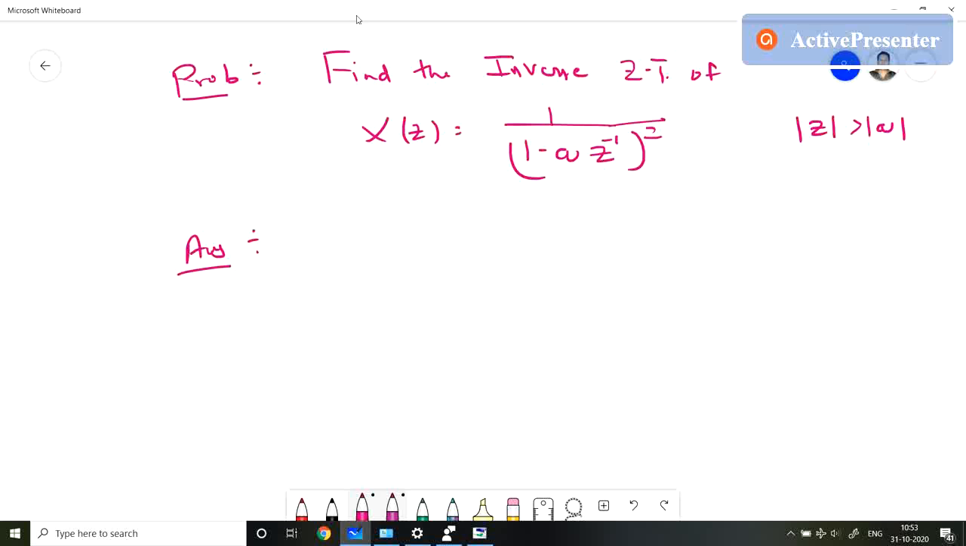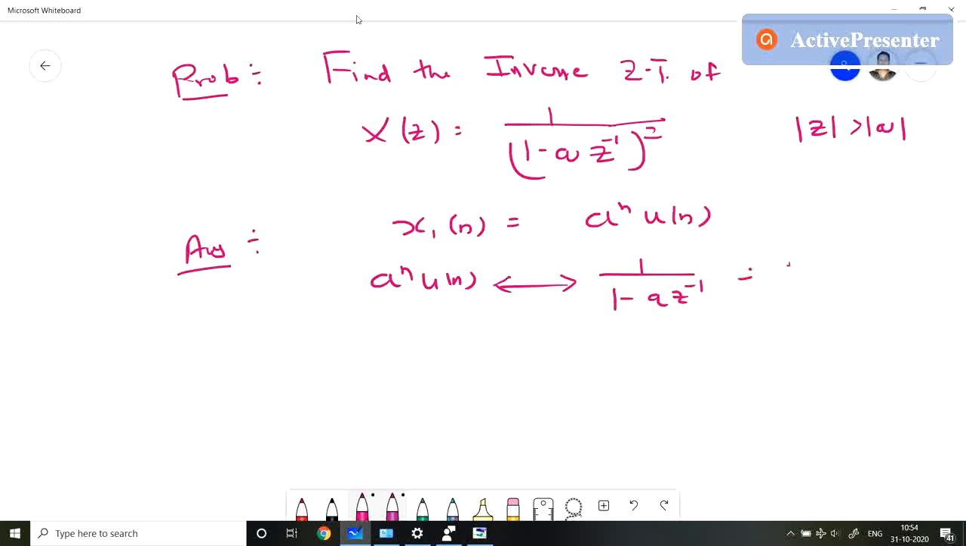We start with a very basic signal, x1[n] equals a raised to the power n u[n]. Now what is the Z transform of a raised to the power n u[n]? The Z transform of a raised to the power n u[n] is 1 divided by 1 minus a z inverse, and the ROC is modulus of z greater than modulus of a. This is the Z transform of this signal.